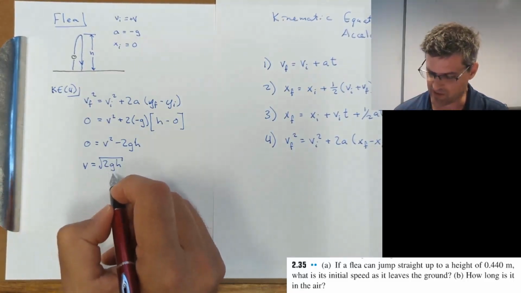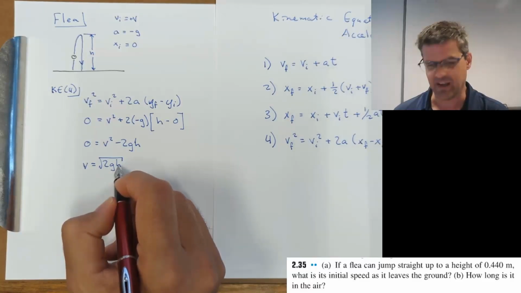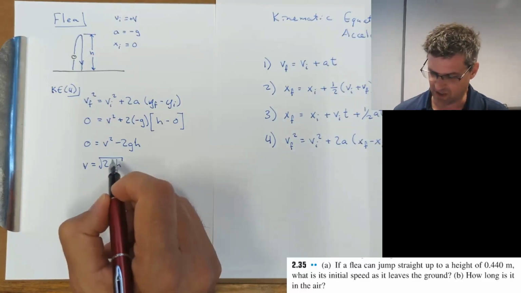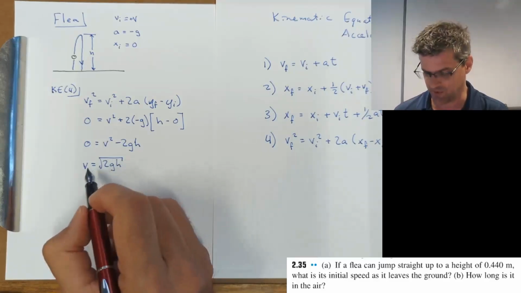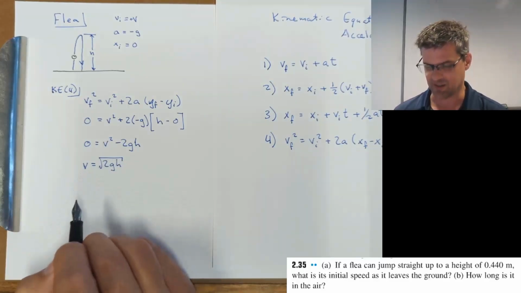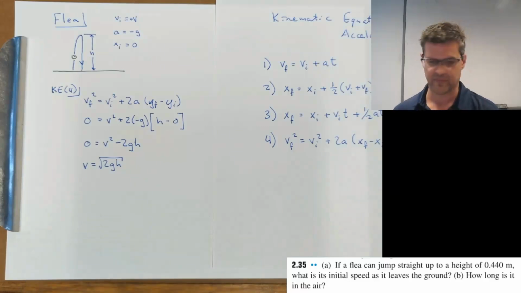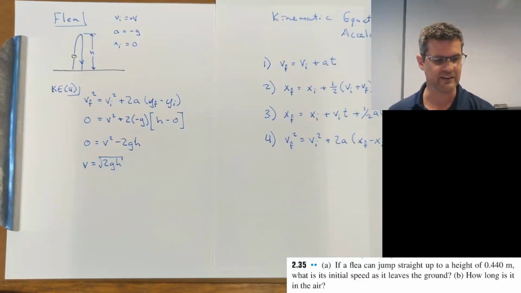Now g has units of meters per second squared, h has units of meters, so the argument of this is meters squared per second squared. I take a square root, velocity has units of meters per second. I plug this into my calculator.